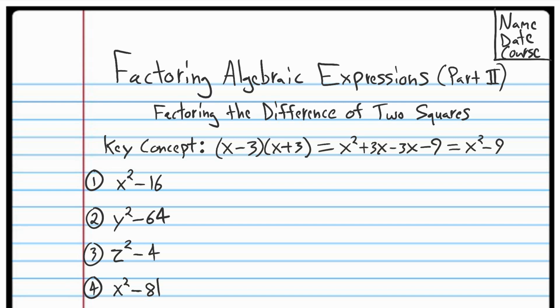We're going to start by factoring the difference of two squares. So this is a special type of factoring. Now if you multiply two binomials that are exactly the same, and the only difference is that one has a negative and one has a positive, and you perform FOIL, and you come up with this expression, what you're going to notice is these two terms cancel out. So you're going to be left with a binomial.